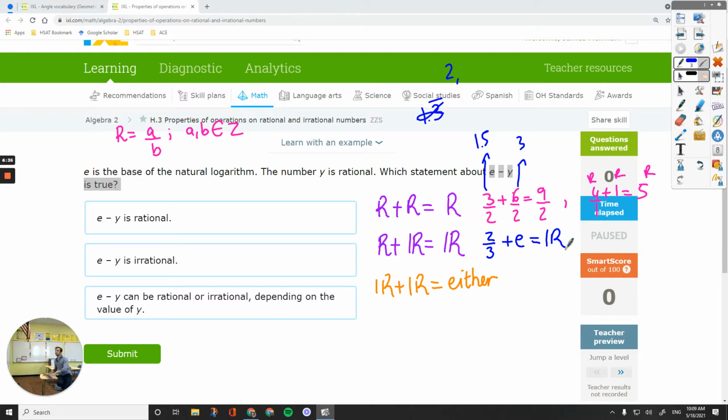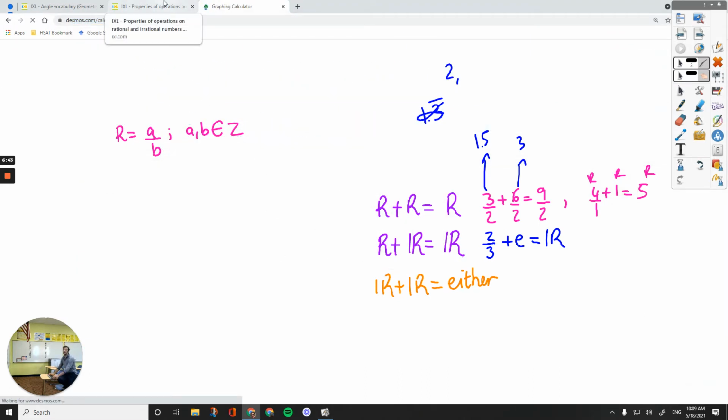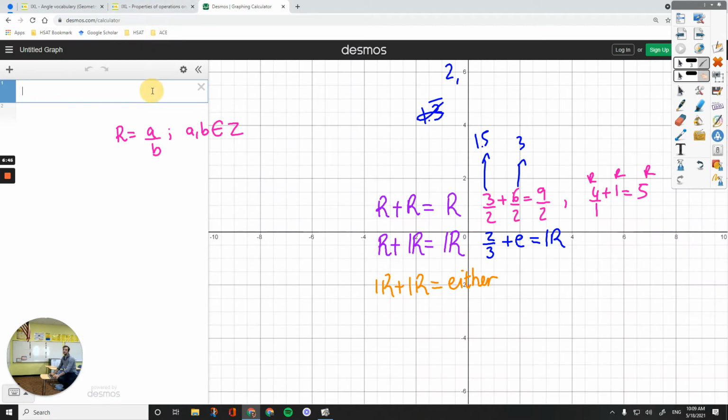Let's try it using Desmos. I am pretty sure that you are familiar with the Desmos graphing calculator. That could be a tool to confirm whether your answer is right or wrong. 2 over 3 plus e. There we go. Okay, it's not even an option.